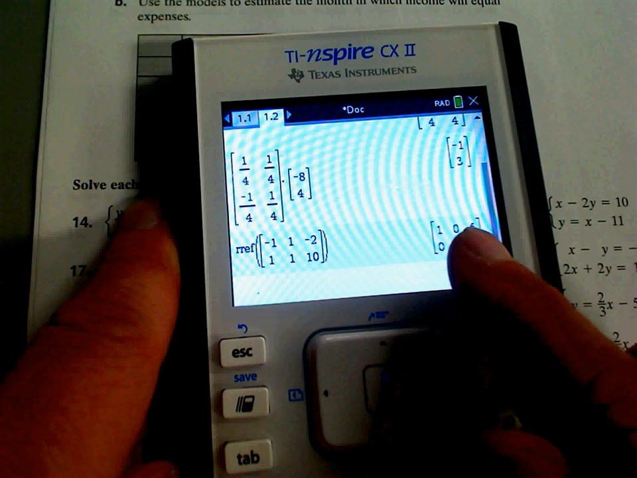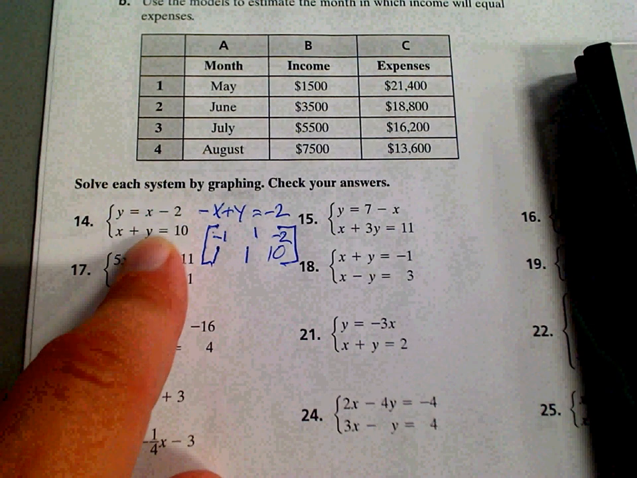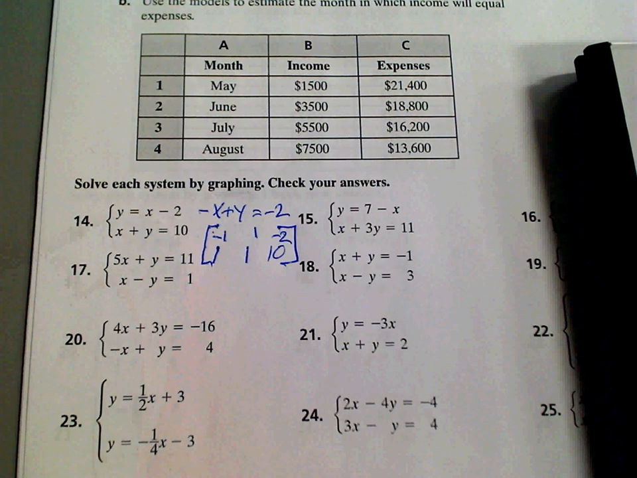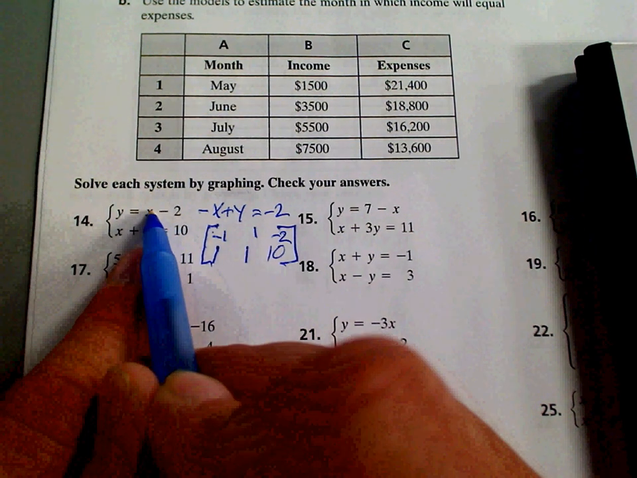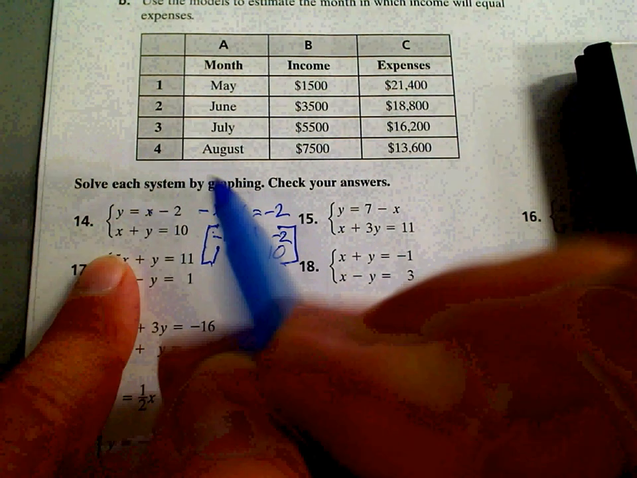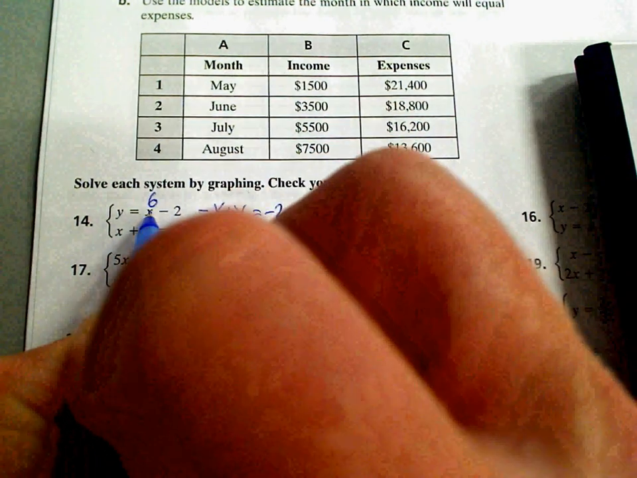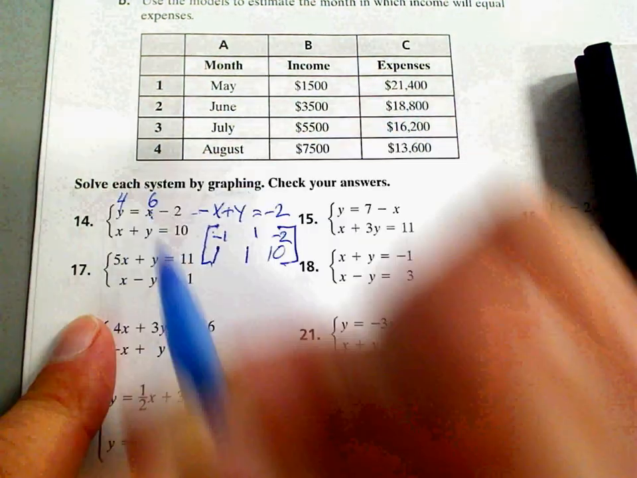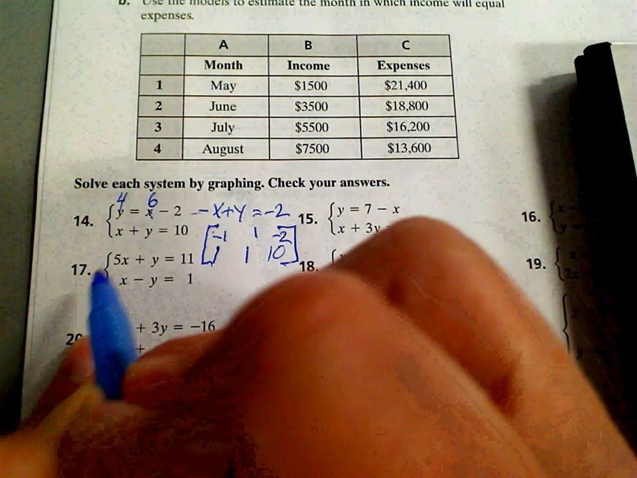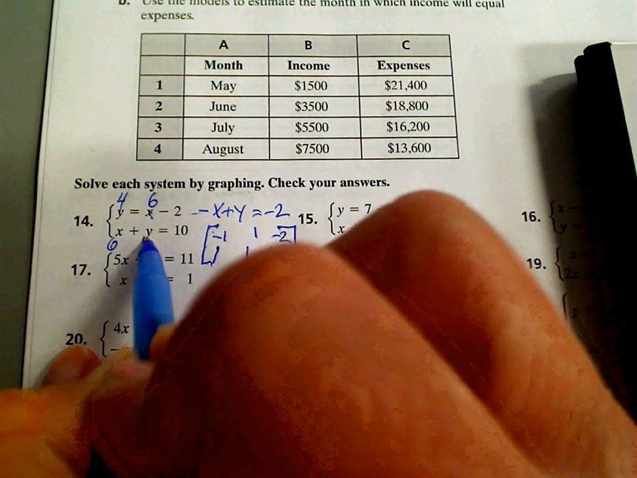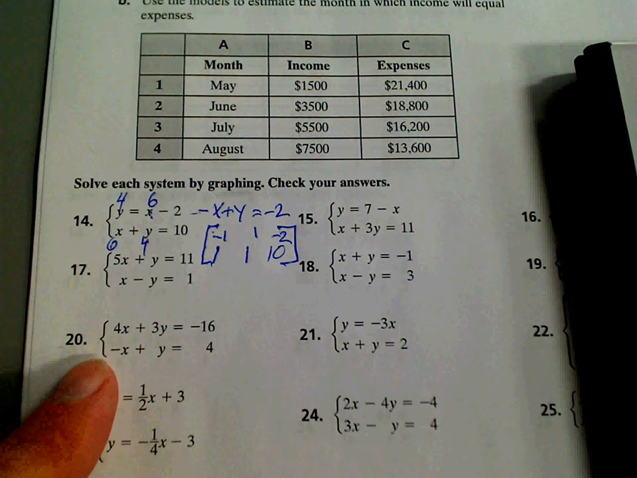Let's check this. What if I put a 6 right there? What does it give me here? If I put 6 right there, it gives me 4 there, doesn't it? 6 works. What if I put a 6 right there and a 4 right there? Does it work? Yes. 6, 4 is the one point they have in common.